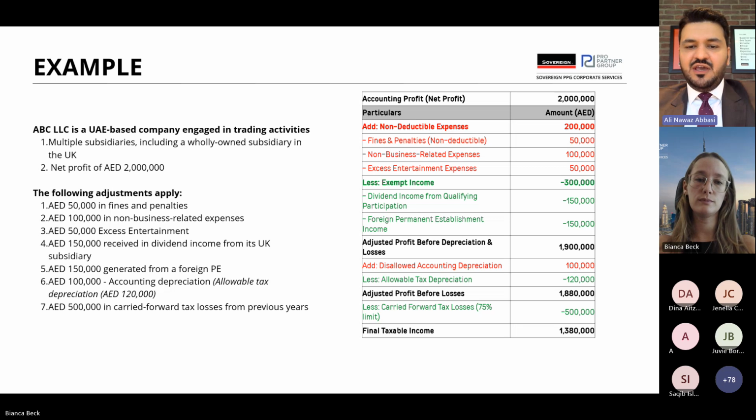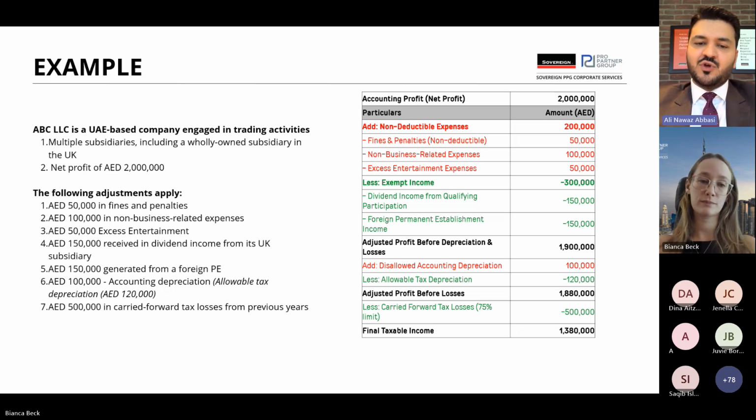In this example, we have considered that this is maybe the second or third tax year and they have brought forward losses of 500,000 dirhams. Since these are well within the limit, the whole 500,000 would be allowed to be deducted. And finally, we have 1.38 million as the final taxable income. The 9% corporate tax will be based on this figure. Next slide, please.